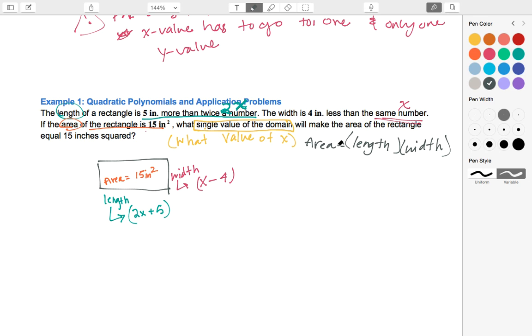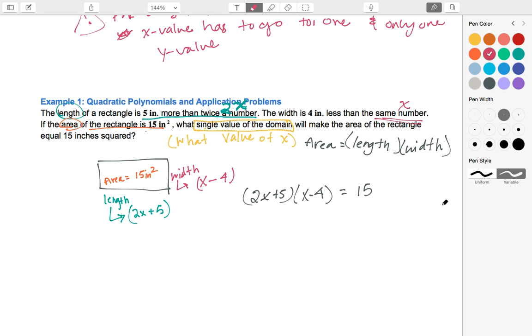We have everything that we need. We have our structure. So my area is 15, or my length is, let's start with this, 2x plus 5 times my width, which is x minus 4, is equal to 15. Okay, so if I need to figure out my x values, I remember I have to get one side equal to 0. But I can't just subtract 15 from these two binomials. So I need to go ahead and multiply this first.